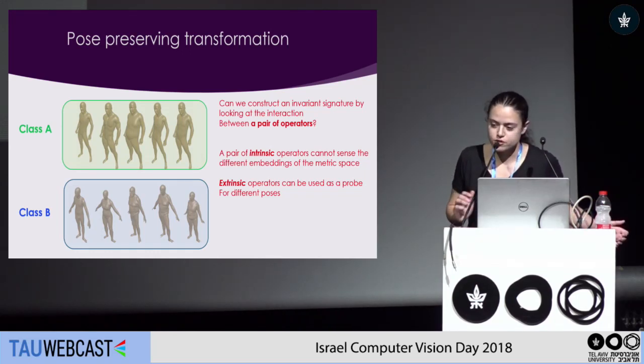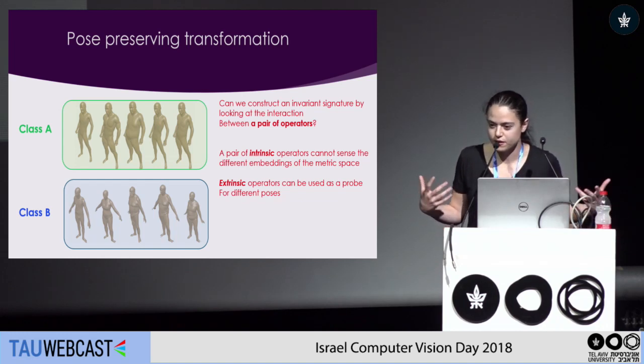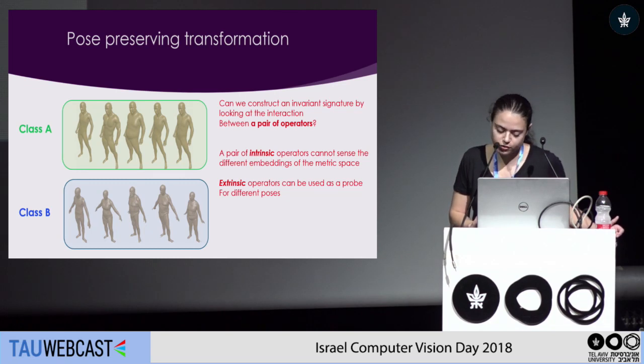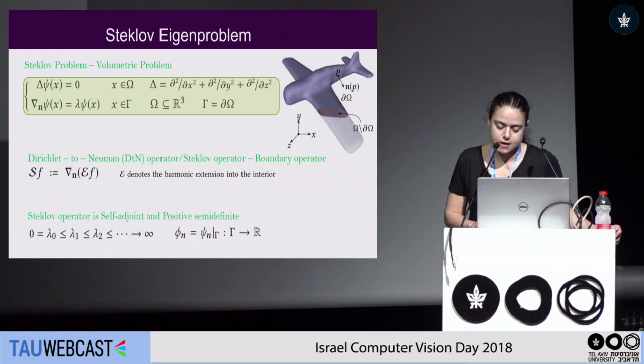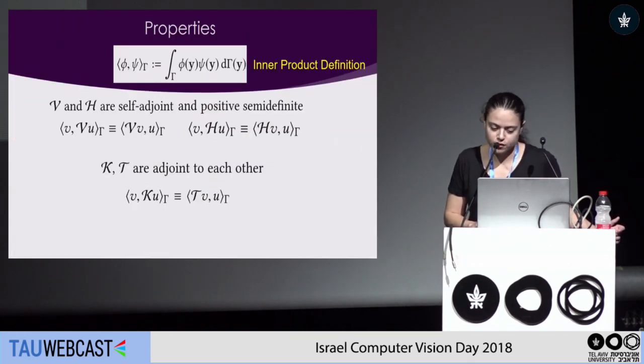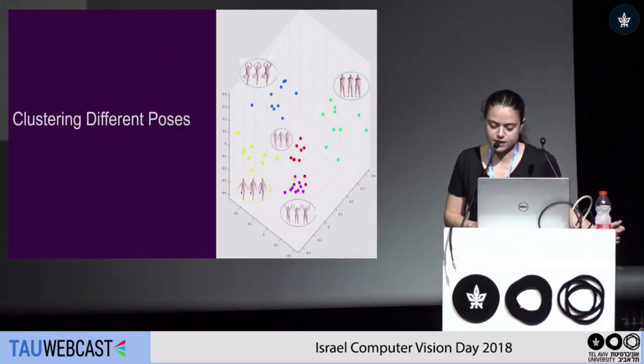So, of course, we cannot do it with intrinsic operators because they are invariant to the pose, but using extrinsic operators, we can do it. There is the Steklov-Wiegand problem, and we can use the Steklov operator, and use a different pair of operators to achieve pose clustering.